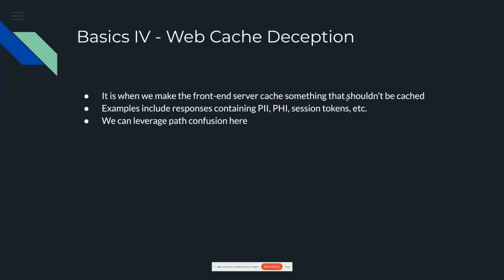When we get the front-end server to cache a response that shouldn't be cached, the response may contain PII, PHI, cookies, session tokens, authentication tokens, etc. And this can be really bad if an unauthenticated user gets access to all of it, because depending on the application, it might land you hefty fines. If you are in the EU, there are very bad fines if you disclose the user's PHI.